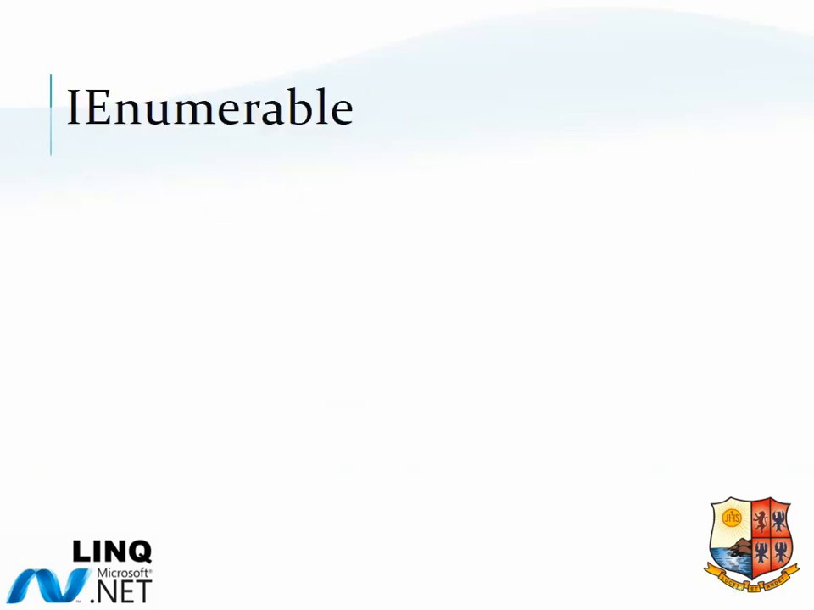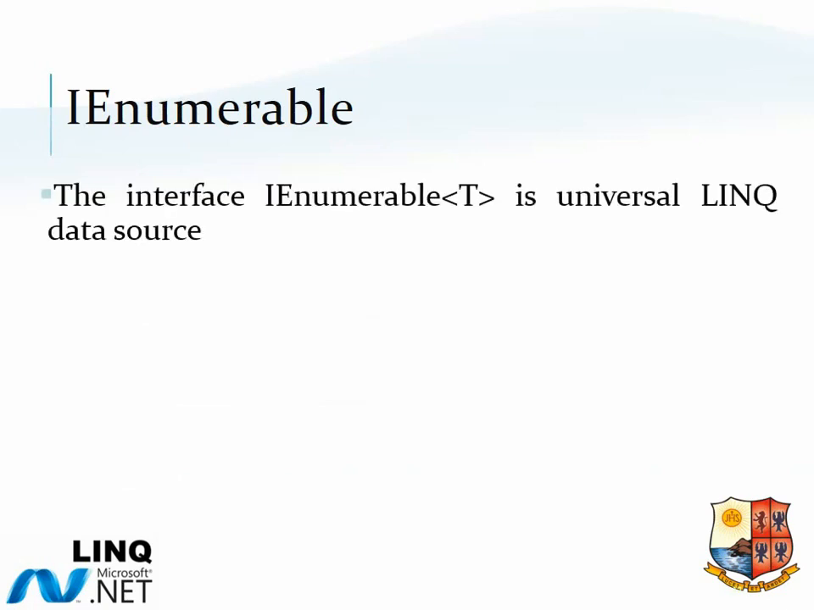Let's move on. What is IEnumerable? It's an interface. That's what I've said. I hope you know what an interface is by now. It is a universal linked data source, which means any object that implements this interface is queryable. In other words, if I have more than one record, I can query it. If there is only one record, what is the point of querying it? Int I is equal to 10. What will you query in this? Just print the value of I.